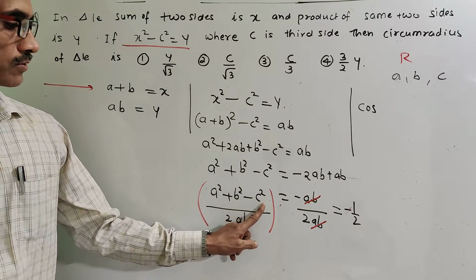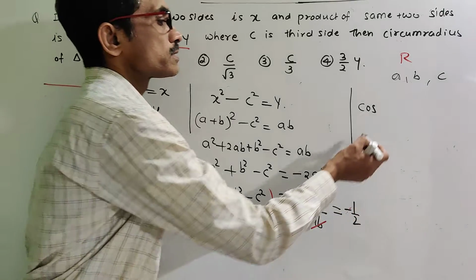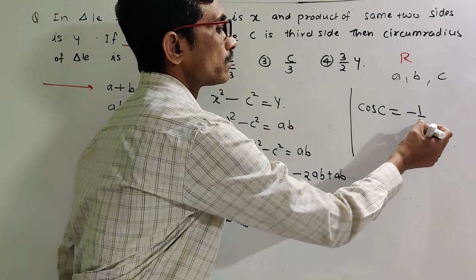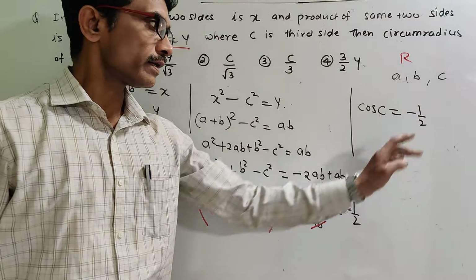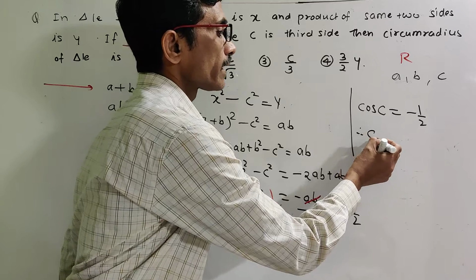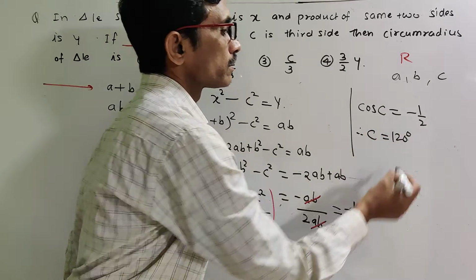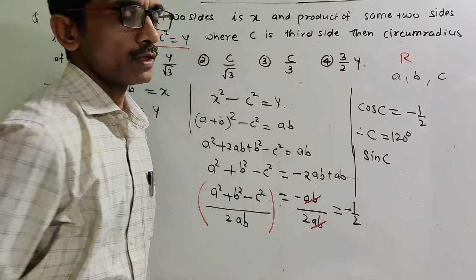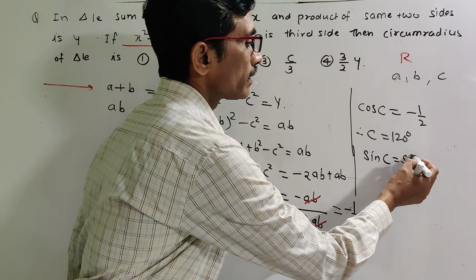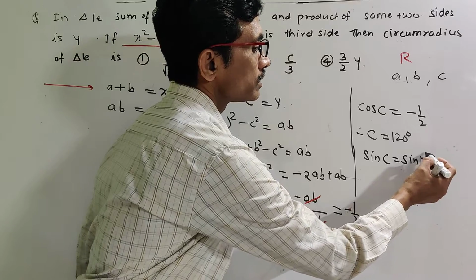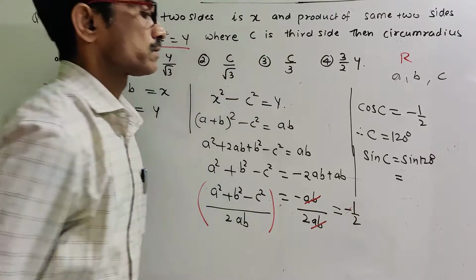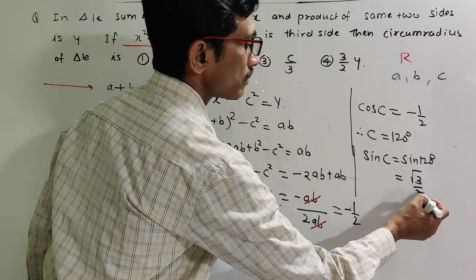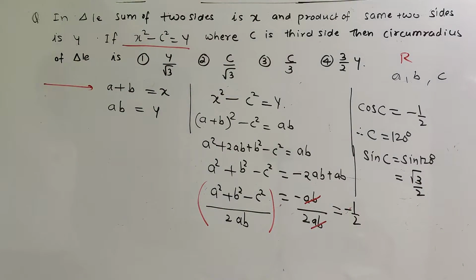(a² + b² − c²)/2ab is cos C, and that is equal to −1/2. So this is nothing but cos of 120 degrees. Therefore angle C must be equal to 120 degrees. So sine of C will be equal to sine of 120 degrees, which is root 3 by 2.